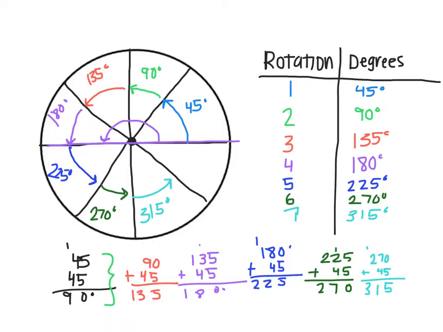Now we're at our very last rotation of 45, our eighth rotation. So we're taking 315 and adding 45 degrees. To get to 360 degrees. And this makes sense because we know a full circle measures 360 degrees. So it took us 8 rotations of 45 degrees to complete a full circle. And on our way, we crossed a few other benchmarks, like 90 degrees and 180 degrees.